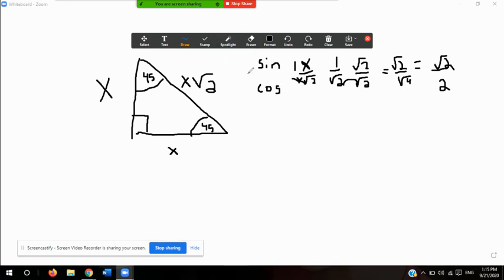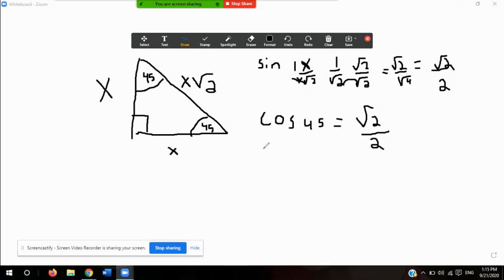And because 45 degrees is an isosceles triangle, that means that two of its sides and two of its angles have the same measurement. So that means that the cosine of 45 is also the square root of 2 over 2, because again, it doesn't matter which side is opposite, which side is adjacent. They're the same number.